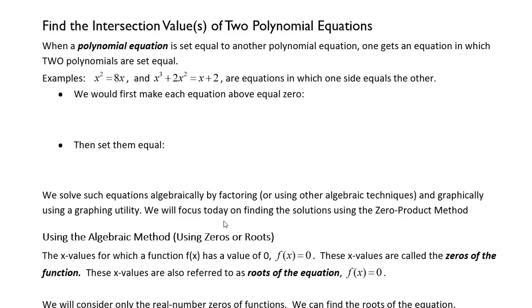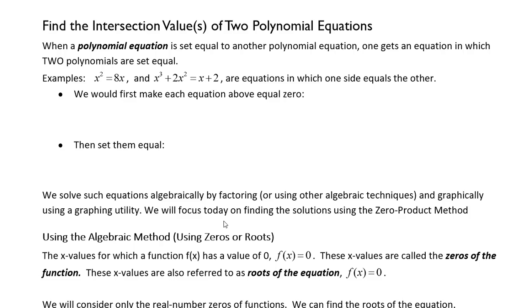There are several ways to find the intersection values of two polynomial equations, but one of the ways is to set the two equations equal to each other. When a polynomial equation is set equal to another polynomial equation, one gets an equation in which two polynomials are set equal. Some examples of what this would look like are x squared equals 8x, x cubed plus 2x squared equals x plus 2, and these are equations in which one side equals the other.